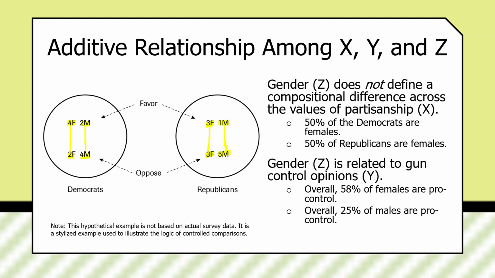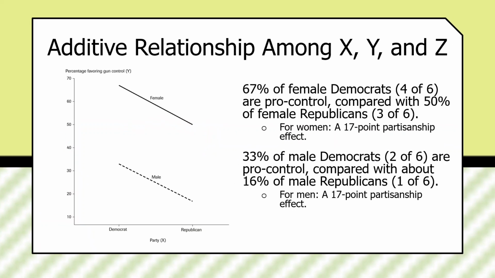And on the other hand, Z is a cause of Y. So it's acting independently to affect values of Y. That's the dynamic of additiveness. And again, to review, let's hold gender constant and see what happens. 67% of female Democrats are pro-control, compared with 50% of female Republicans. So if you subtract 50 from 67, this is a sort of quick and dirty way to measure the strength of every relationship. For women, you would say that partisanship has a 17-point effect.